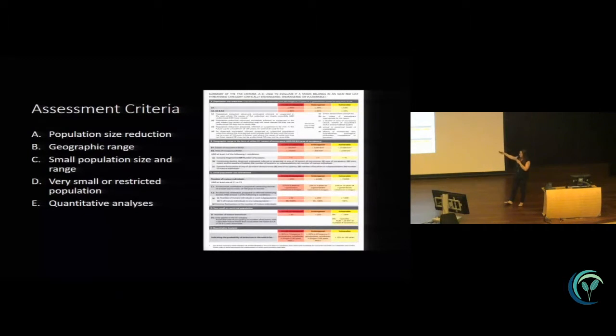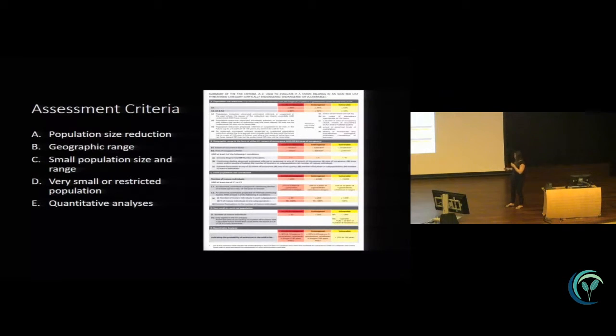You can start out by observing a population size reduction, a reduction in the geographic range, a small population size and a reduction in range, small or restricted populations, and then these quantitative analyses. You can't see this, I know, but I'm just going to tell you, the criteria go in the gray bars, and then there are certain bars that have to be met for it to mean that the species is critically endangered or vulnerable. So it's basically a matrix. We put in the data that we have about population trends, and then we get this status.